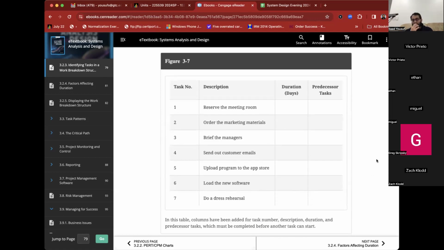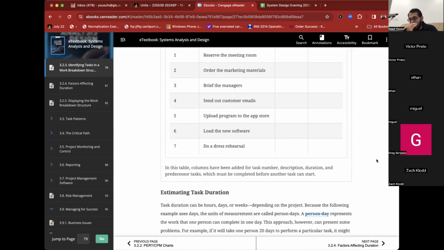For example, here is a very simple example where we start listing down our tasks. We need to reserve the room for the meeting. We need to order the marketing materials. We need to brief the managers. We need to send our client emails, and so on and so forth. So this is the initial description of our tasks. That's step number one. You write them down, and you can do it in Microsoft Word, in Google Doc, wherever you want.